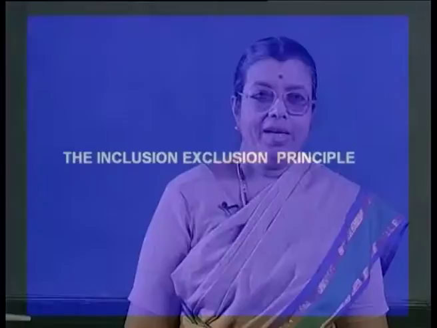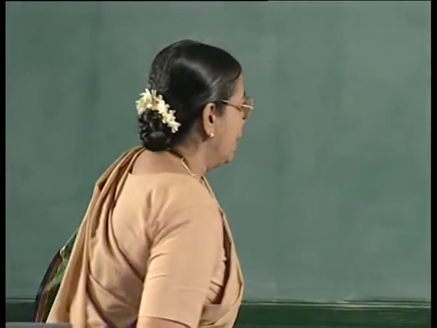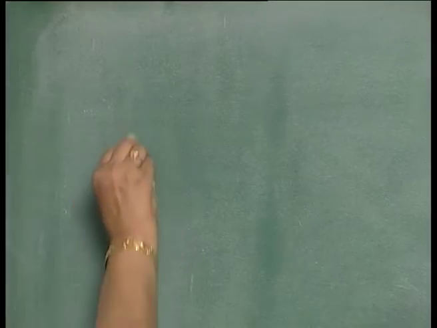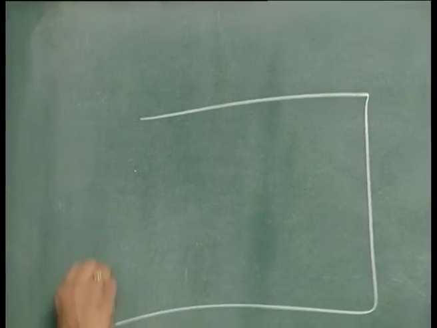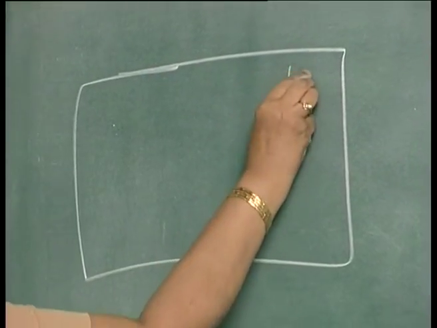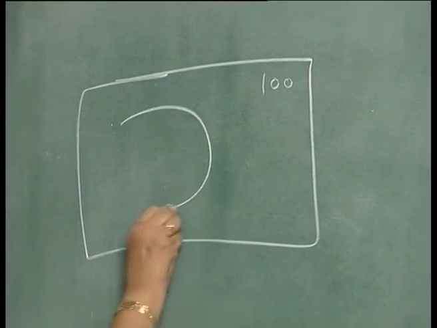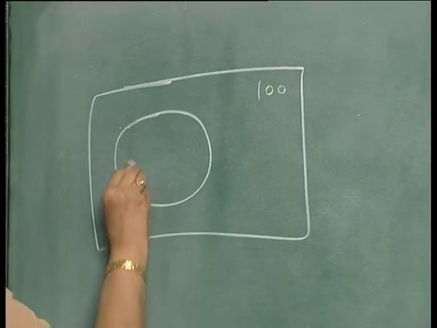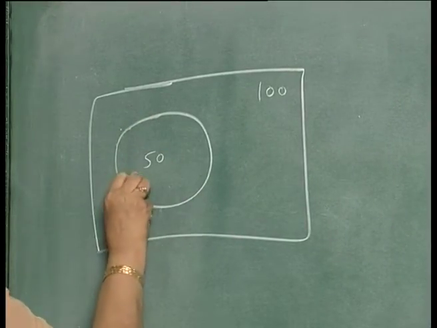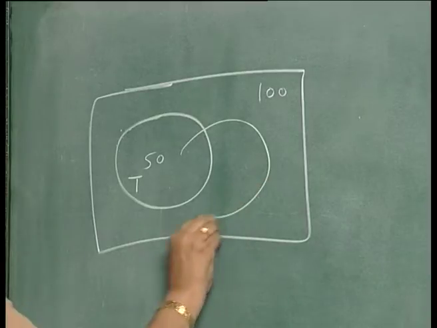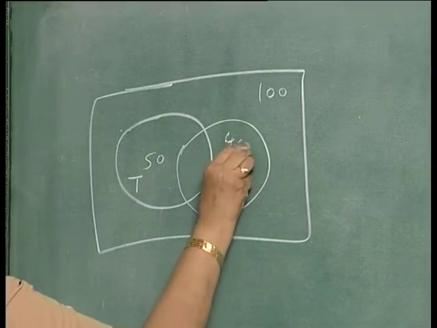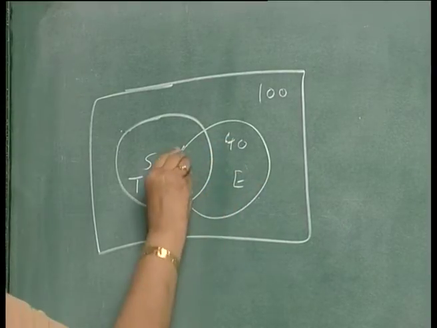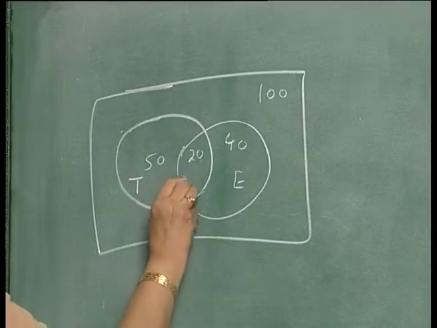Next we shall see a very simple principle. This is known as the inclusion exclusion principle. Already we have informally seen this when we considered sets. Suppose you have a room in which there are 100 people. Out of them, say 50 of them know Tamil and 40 of them know English, and 20 of them know both English and Tamil.